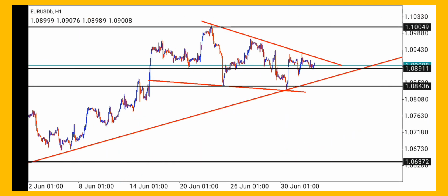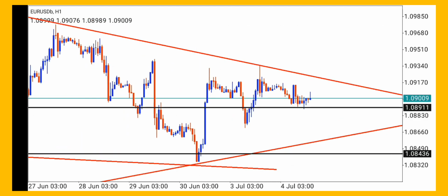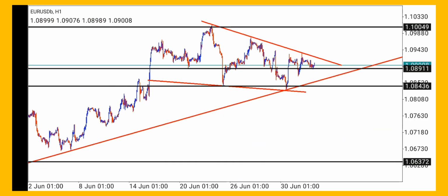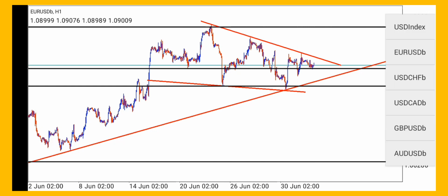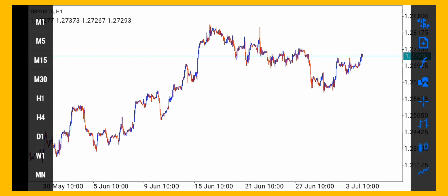So I guess we'll just wait and see what the market will be giving us, what it will be presenting. We'll look for proper entries when an opportunity arises. But so far, this is what I have on the Euro USD. The GBP USD. Let's see what the GBP USD has to say.